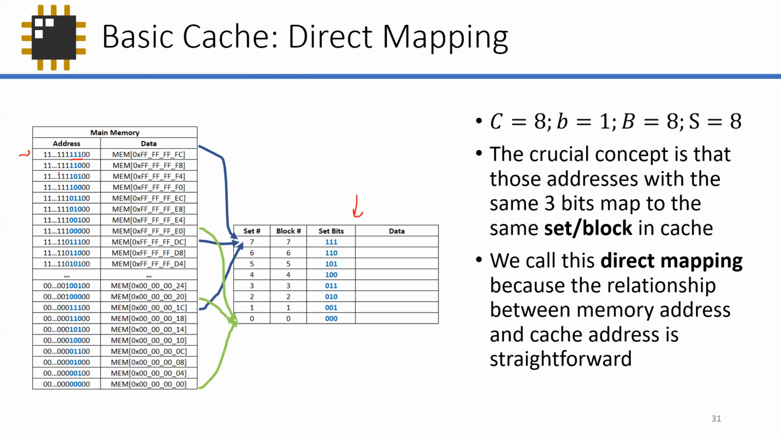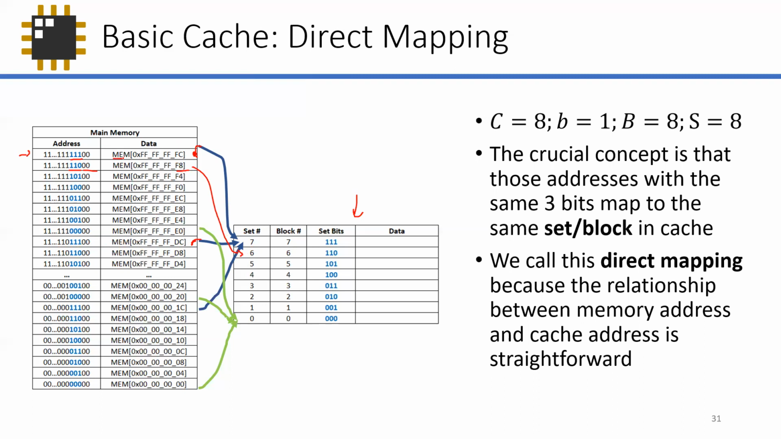In the case of FFFF8, in binary it's 111100000. Skip the first 2 bits and then grab the next 3. Those I'm gonna map directly into 6. It seems my figure moved. This one has to point here. This one, the 111, has to point here. This is correct, right? So basically, you just need to look at the next 3 bits after the byte offset, and that's the mapping from the main memory into the cache.